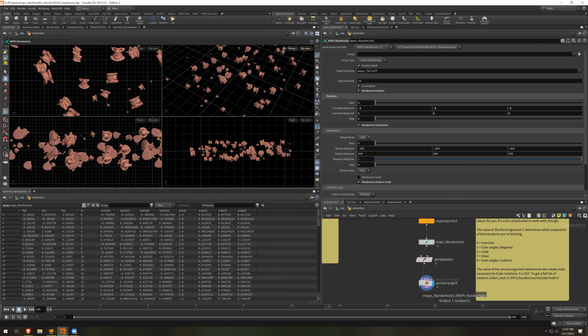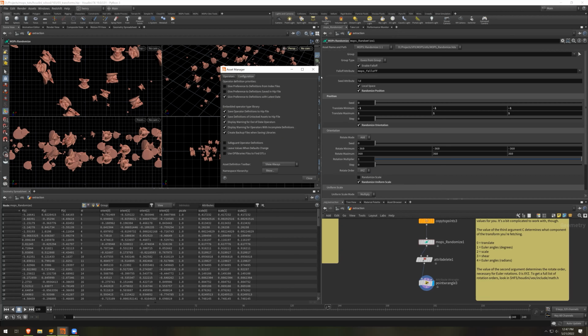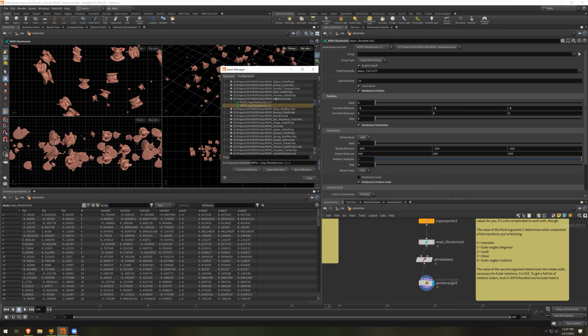But if you right click on something and go to it in the asset manager and go to the operator list, you can see that the MOPs randomize HDA has these two definitions built in. And I can right click this and duplicate it and then give it a new name. And this is where namespacing comes in. The operator name, I could change this to 1.2. But the way that you separate this is with two colons.